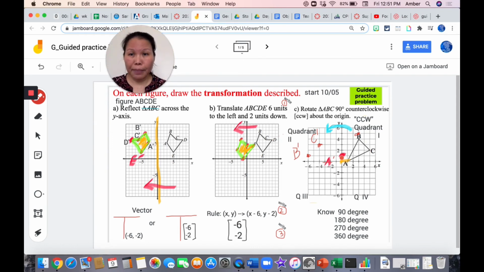Double check and make sure that it turned correctly. My ABC, it looked like it's over here. Remember also to name all your letter with the prime. Go ahead and color in or shade in your image. Make sure to double check. Is it still the same size? Is it still the same shape? If it's been changed, then it's wrong.